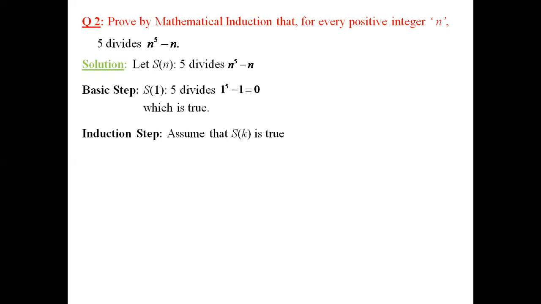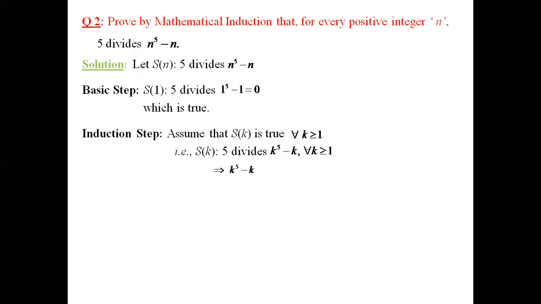Now in the induction step, let us assume that S of k is true for all k greater than or equal to 1. So we will be assuming in the induction step always that the statement with n replaced by k, whatever the statement we will be having, is true always. That is S of k given by 5 divides k power 5 minus k for all k greater than or equal to 1 is true. This is our assumption in the induction step.